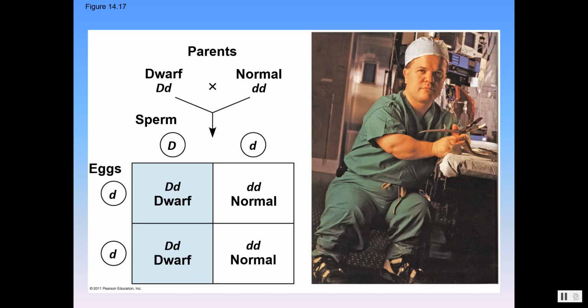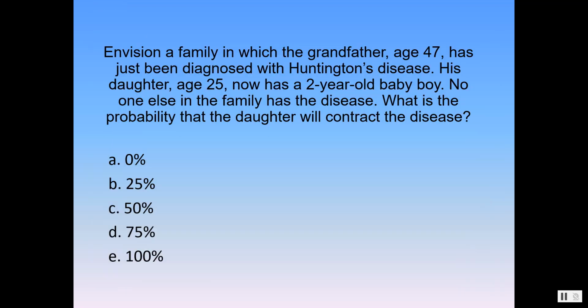This is a physician that has achondroplasia, right? And you can see here that achondroplasia is a dominant disorder, right? It's a form of dwarfism. It's a heterozygous condition, so you have to be a heterozygote to inherit achondroplasia. Huntington's disease is also a dominant disorder. So the grandfather has Huntington's. His daughter has a 2-year-old. No one else in the family has the disease.